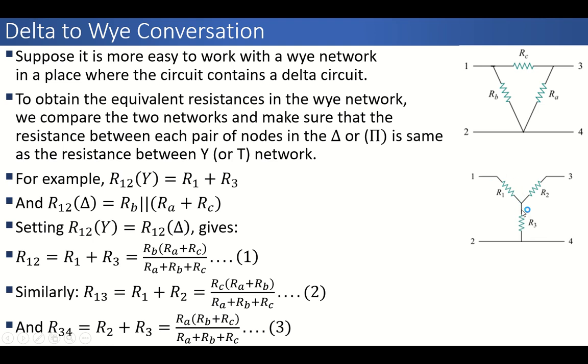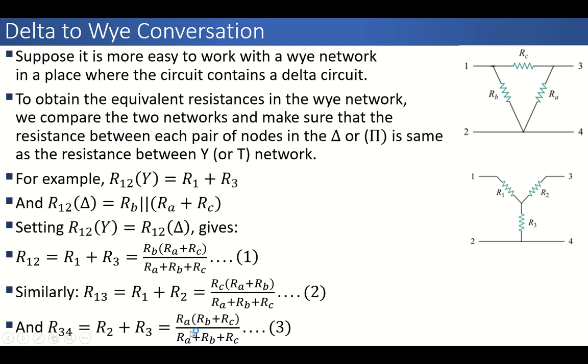This will be actually disconnected. There can now be no current. So obviously this will be disconnected. So resistance between 3 and 4 terminals will be R2 plus R3. So in this case, actually you can see that in the delta network, this will be RA parallel with RC plus RB. So this will be R2 plus R3.